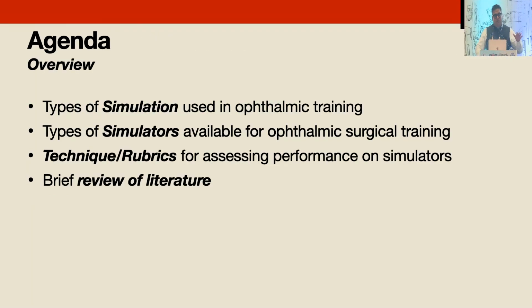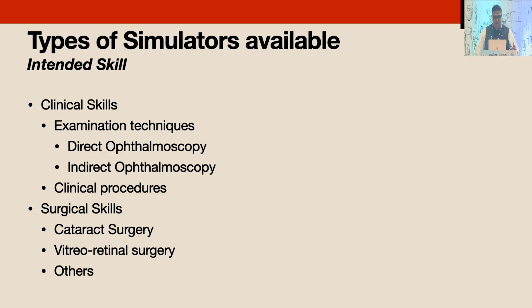So this is a brief overview of what I'll talk about: the different types of simulation available in the ophthalmic sphere for training, the types of simulators, the way we can assess whether simulators work or not, and finally, what evidence do we have. So there are simulators available based on the type of skill that is intended to be taught. It could either be a clinical skill in the clinical room, in the examination room, like gonioscopy, indirect ophthalmoscopy. It could be a surgical skill like cataract, vitrectomy, or other surgeries.